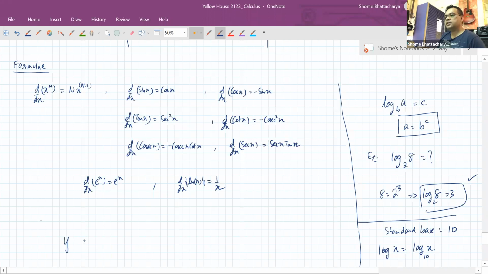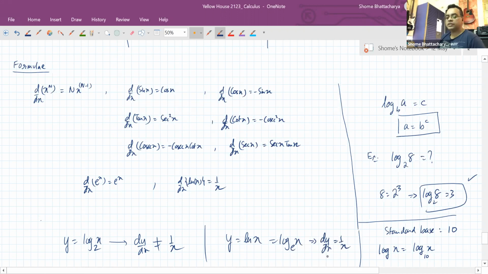If I have a function y is equal to log x to the base 2, then for this function the derivative is not equal to 1 by x. It's only when we take y is equal to ln x, that means log to the base e, that we know the derivative is given by 1 by x. Is it clear, beta?